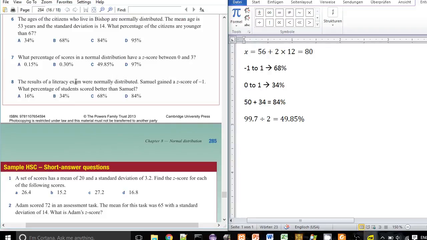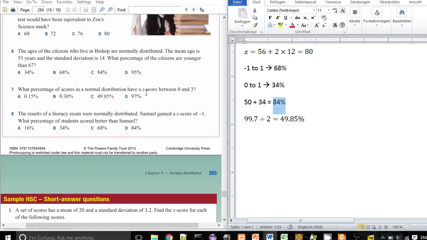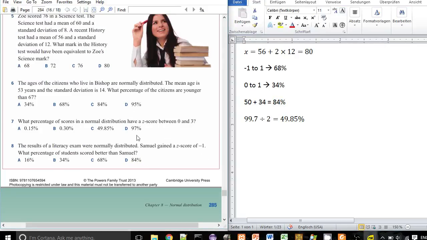Alright, the results of a literacy exam were normally distributed. This one's actually the same as this one, the 84%. That is the answer, 84%. By the way, I haven't looked at these, so if you understand it, you can get the answer straight away.